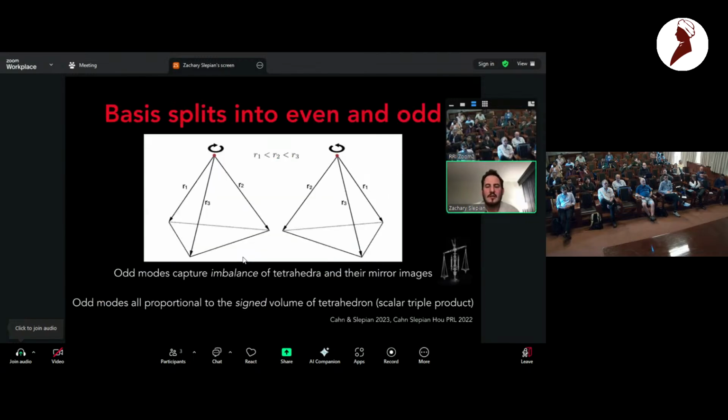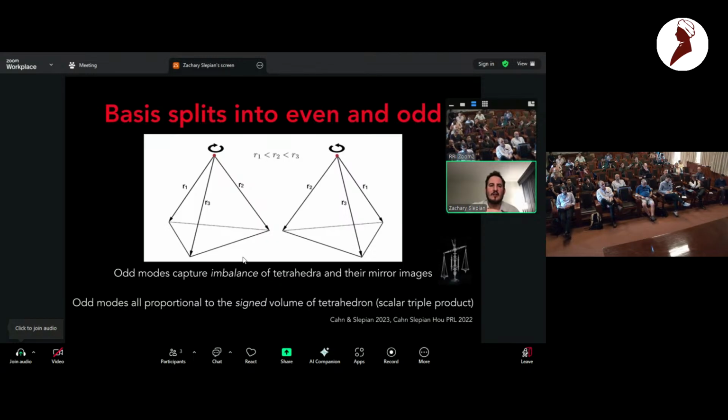So the odd modes actually capture an imbalance of tetrahedra and their mirror images. So this is why I started the talk with the scale. We're actually measuring an imbalance between tetrahedra and their mirror images. And here I'm showing you a tetrahedron and its mirror image. And we do have to have an ordering of the sides for technical reasons. So R1 is distinct from R2 and R3, and they're ordered as R1 is less than R2 and less than R3.